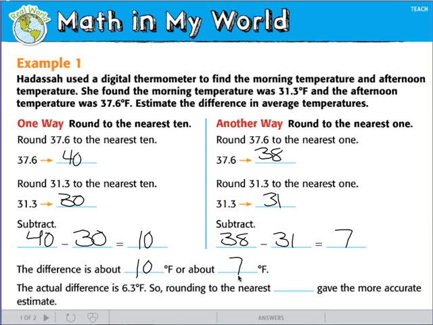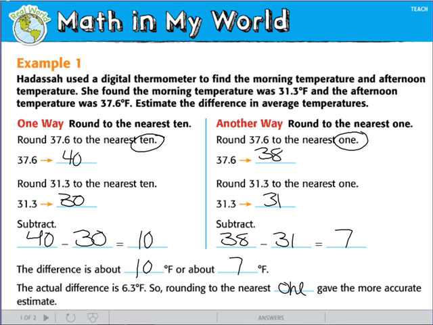Now the actual difference is 6 and 3/10 Fahrenheit. So rounded to the nearest what gave us the more accurate estimate? 1. Did rounding to the nearest 10 or rounding to the nearest 1 give us the closest answer to our actual answer? 1.